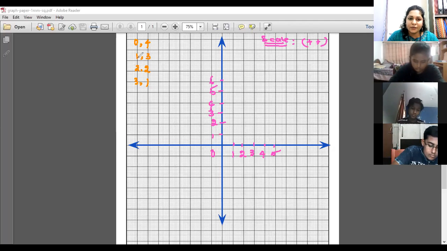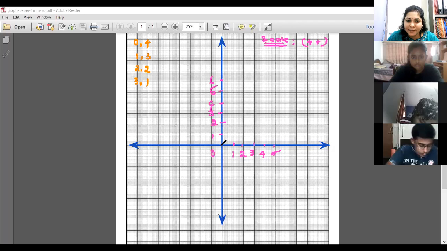Now, what is the first coordinate? It is 0 comma 4. So where can you plot it? Your x is 0, but your y value is 4. So here is your first point. What is the second point? Your x is 1 and y is 3. So where should it be? It should be here. Correct? Always first go in the x direction and then go in the y direction.